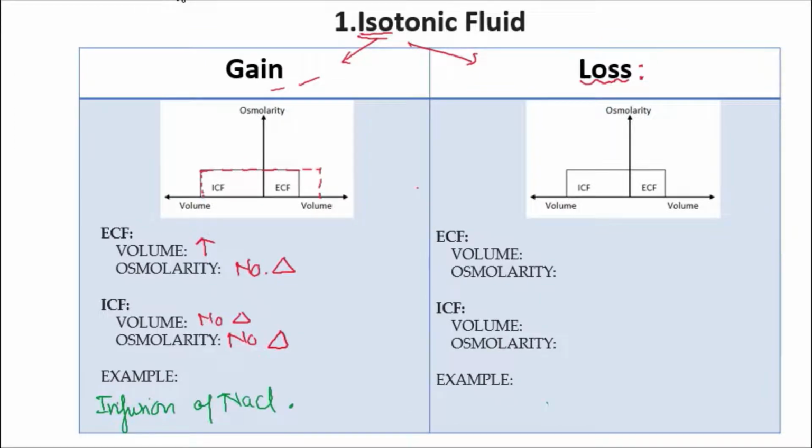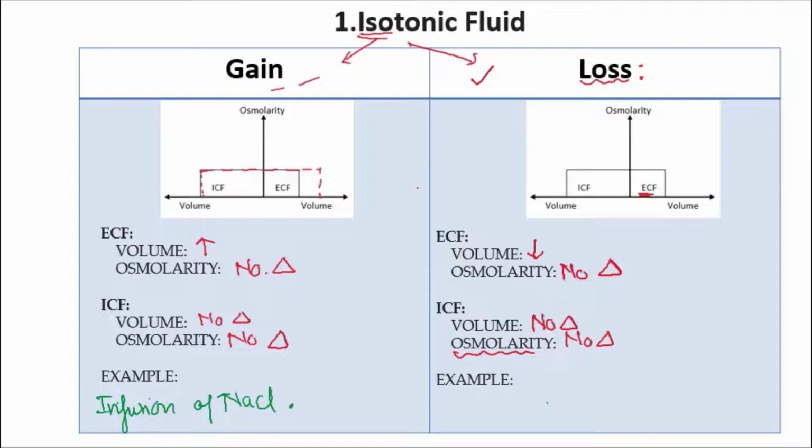Now we are going to discuss isotonic fluid loss. Let's see what occurs in the body when isotonic fluid is lost from our body. Isotonic fluid loss will occur from the ECF compartment, so the ECF compartment volume will decrease, and because of the isotonic solution, there is no change in osmolarity. We know the solution is isotonic, so no change in ECF compartment osmolarity. And if the osmolarity is the same, then the ICF volume is the same after the isotonic fluid loss, so no change in volume.